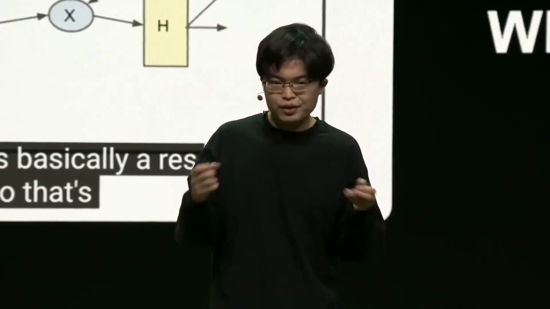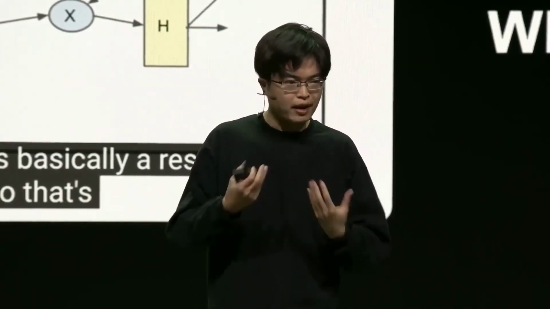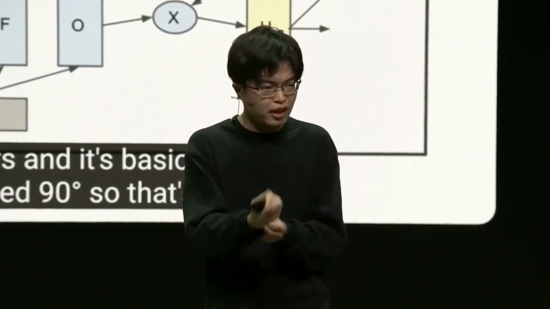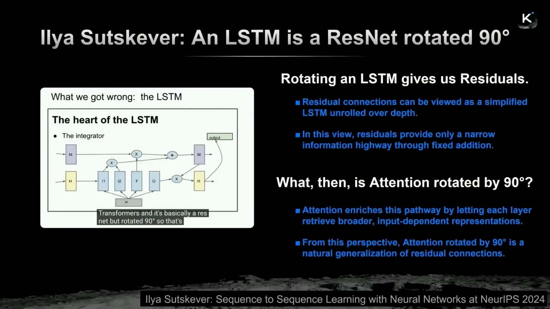So what we're going to do is not just take the last hidden state, but consider all the previous hidden states and use the attention operation, the attention mechanism, to assemble and aggregate all of these previous hidden states to compute the current state. So this is exactly attention rotated by 90 degrees. We view it as a natural generalization of residual connections in the LSTM analogy.